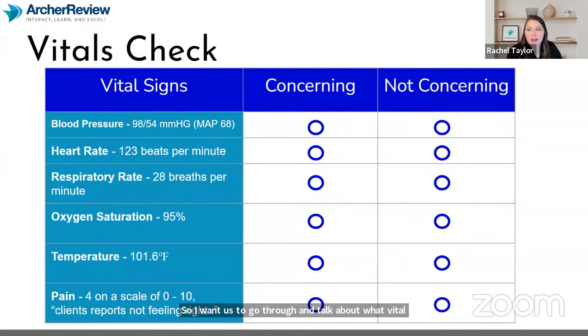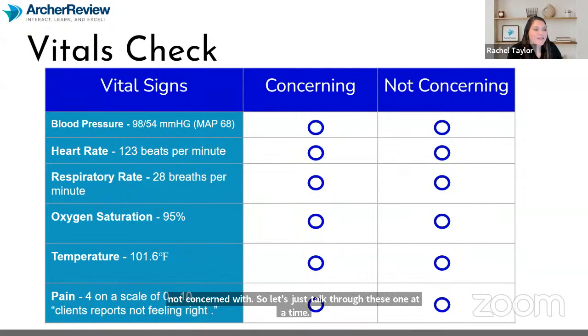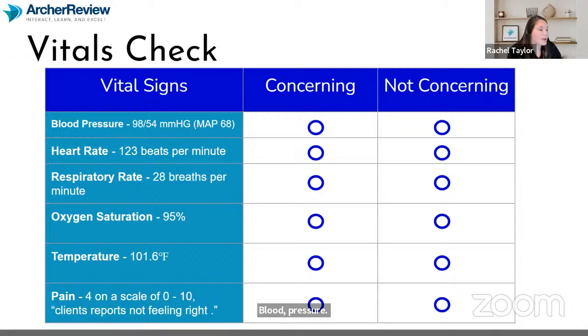What vital signs are we not concerned with? So let's just talk through these one at a time. Blood pressure. A blood pressure of 98/54. Are we concerned or not concerned? If we're concerned, I want you to put a C. If we're not concerned, put an N. What do we think? Concerned or not concerned?